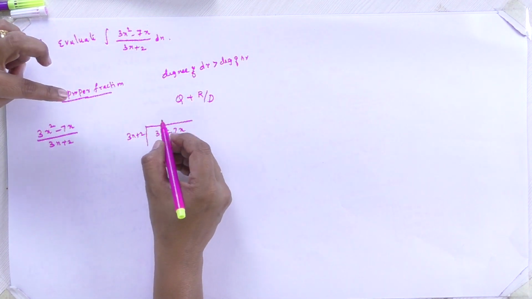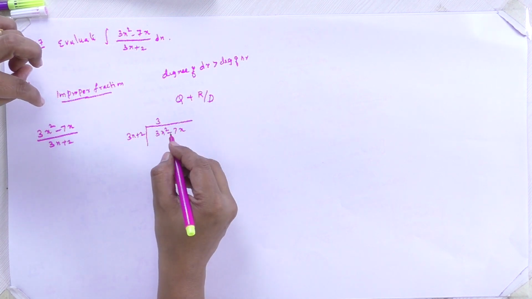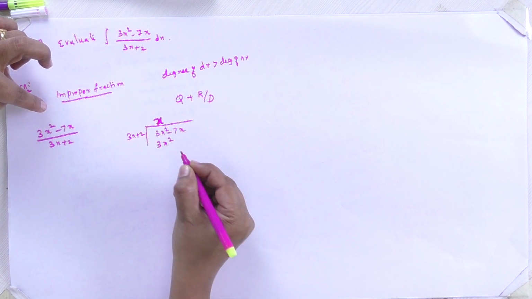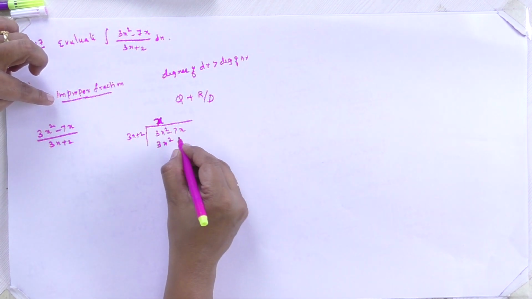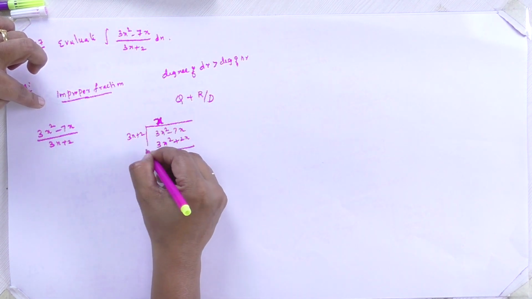So it becomes 3 into x, which gives 3x square. Then plus 2 into x, that becomes 2x. You multiply here by the long division method.